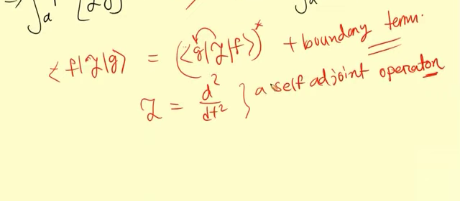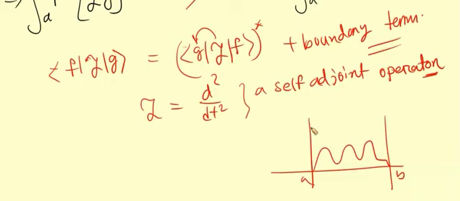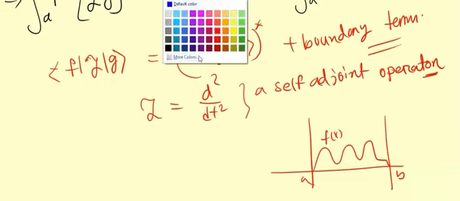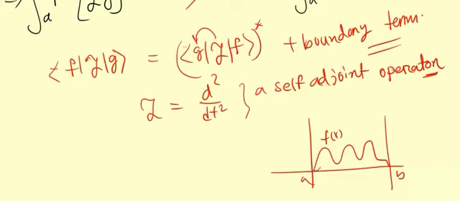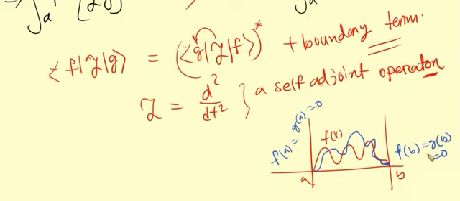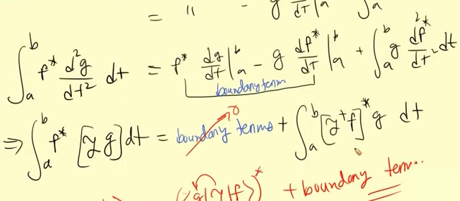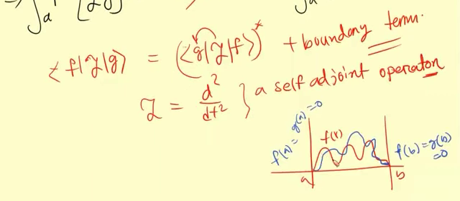So if you define your functions, let's say this is your a, this is your b, and this is your f. It looks like a wave, so this is, let's say, f of x, and you have your g of x like this. So you can see that f of a equals g of a equals 0. Similarly, f of b equals g of b equals 0. And not only that, our derivatives over here can also be taken to be 0, but not always.